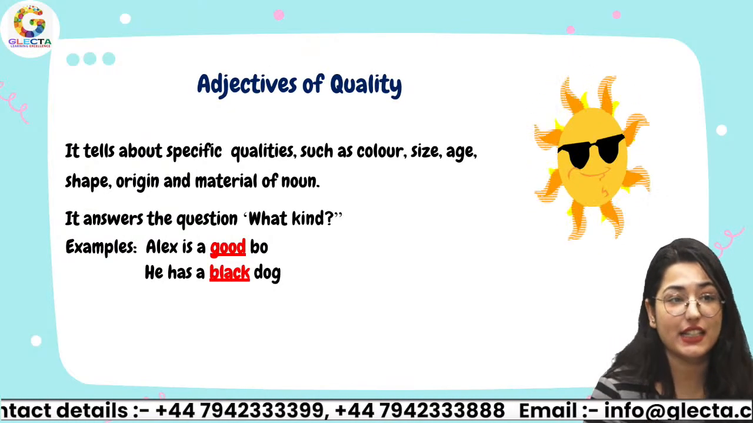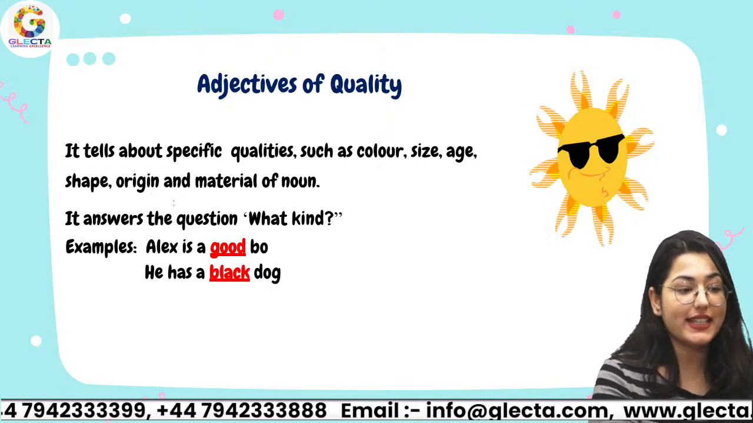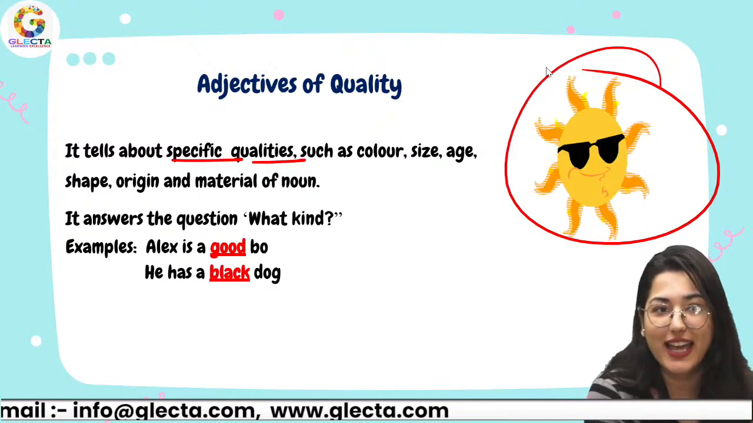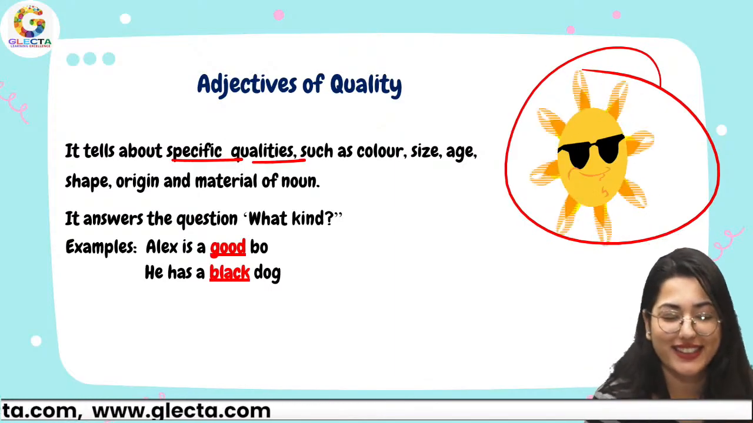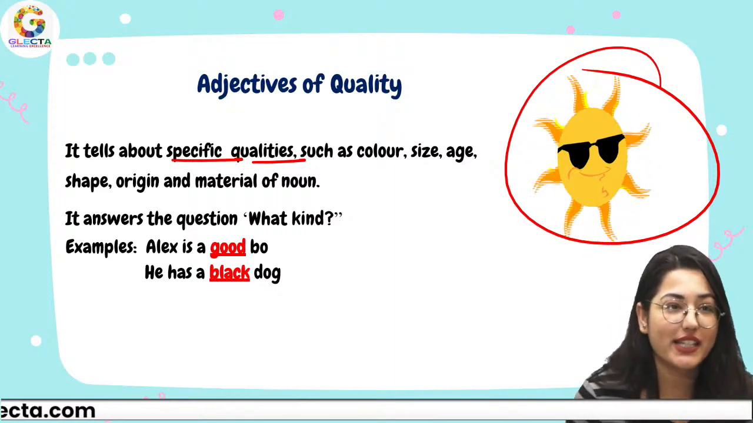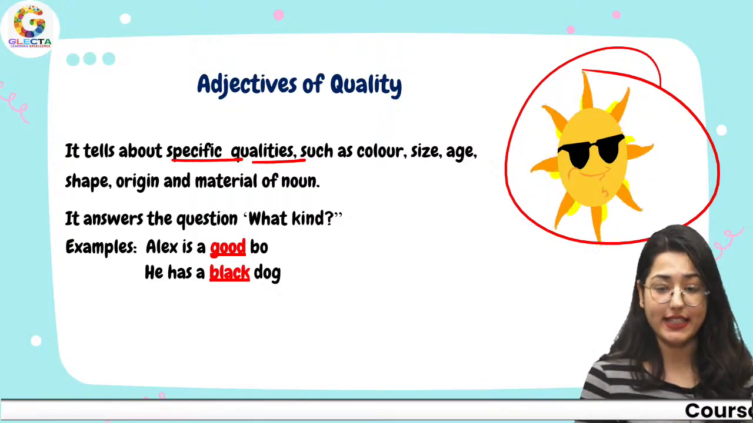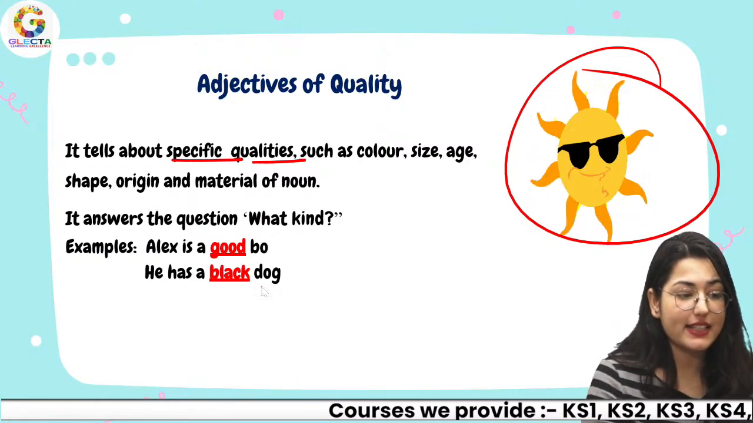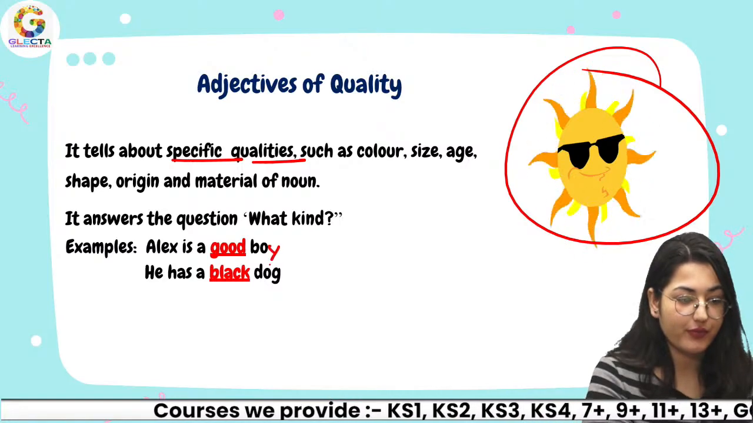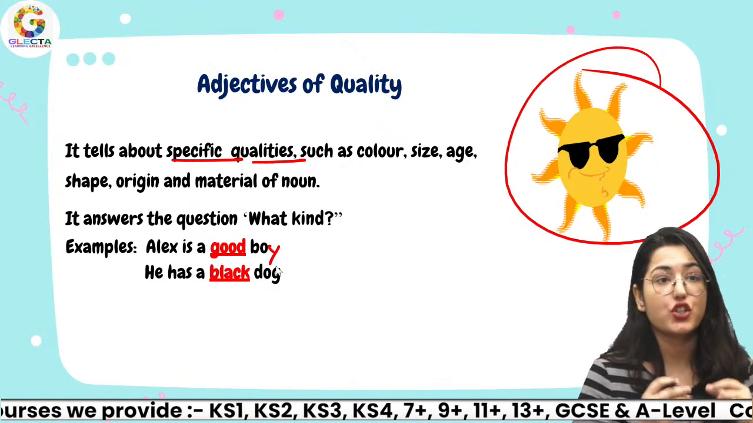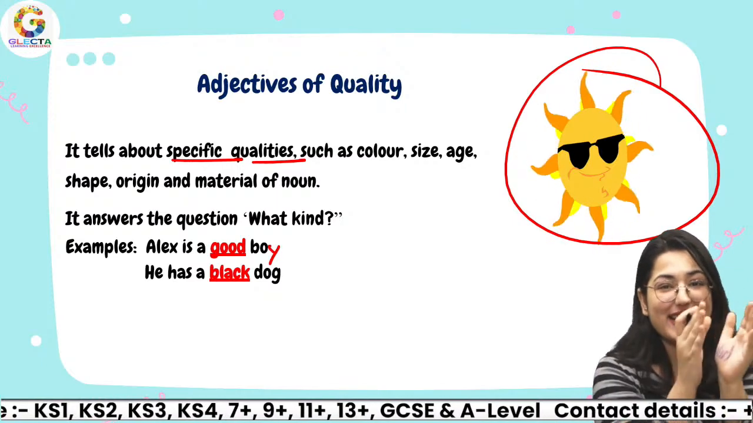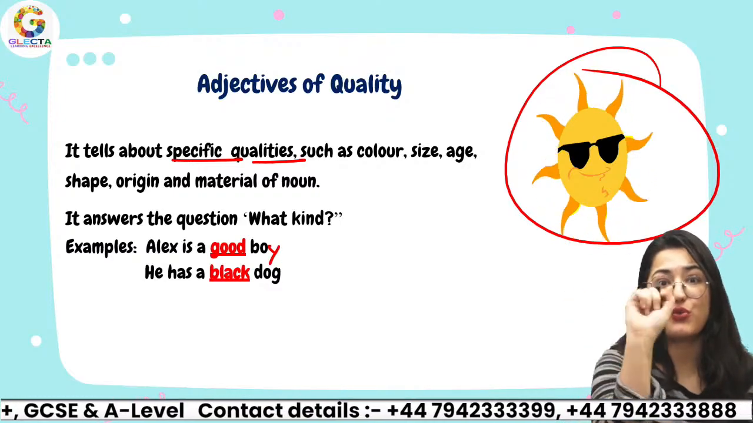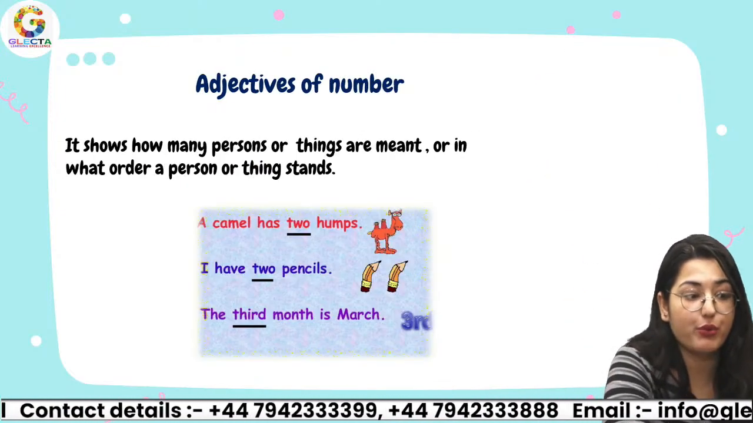Now, next is adjectives of quality. It tells you about specific qualities. That day was too hot. Summers are too hot to handle. So these are adjectives of quality when you tell about the qualities. Next is like Alex is a good boy and he has a black dog. So, good boy, black dog. These are some examples of adjectives of quality. I hope, students, that you are also writing it down in your notebook, which is very important.